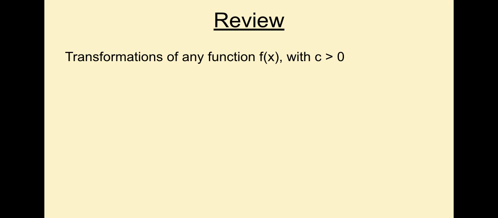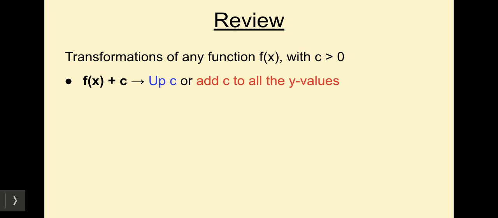So remember the transformations of any function. f of x just represents a function, and I'm going to make it where the constant c is positive, so greater than zero just means positive. If this is true, then when I add c to the outside of the function, so plus a positive number, this will make the function go up. Or remember, it also adds c to all the y values. They're synonymous, but there are two different ways to think about it.